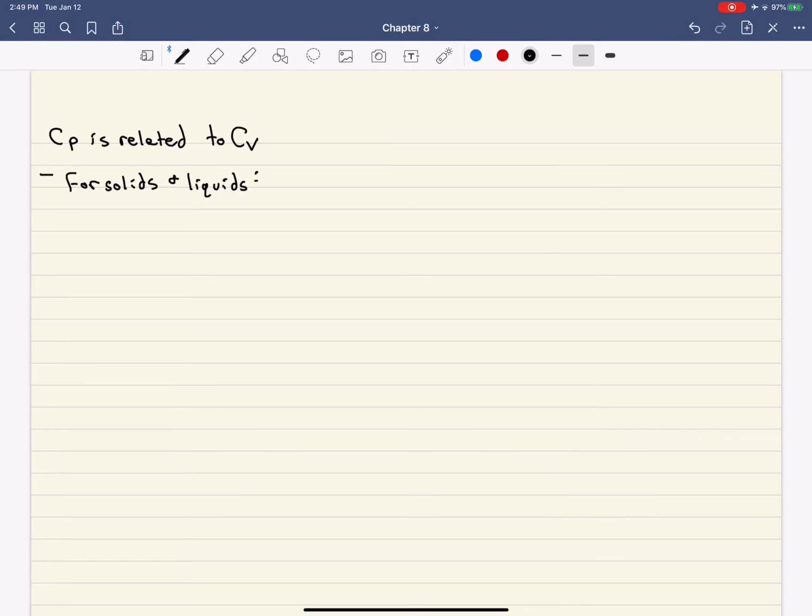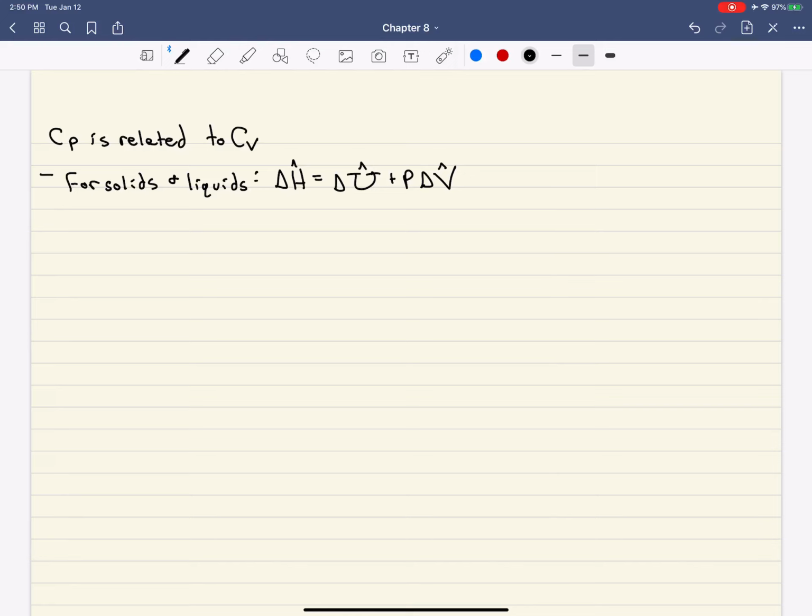For solids and liquids, let's go back to the definition of enthalpy, which was the change in internal energy plus P delta V hat, because we're dealing with specific stuff, so everything's divided by mass. Now for solids and liquids, let's remember that they're considered to be incompressible states of matter, and so what that means is that their density does not change.